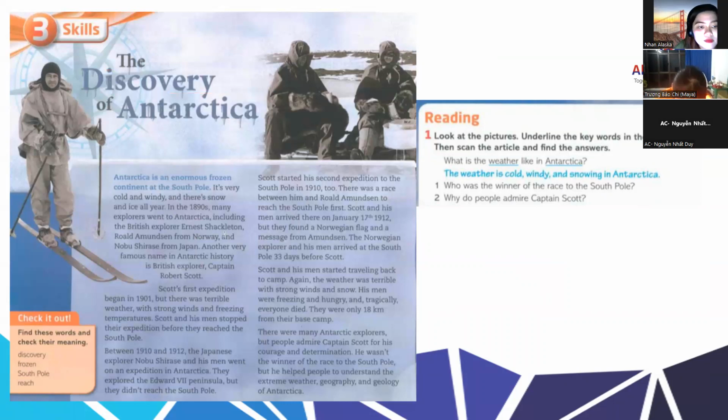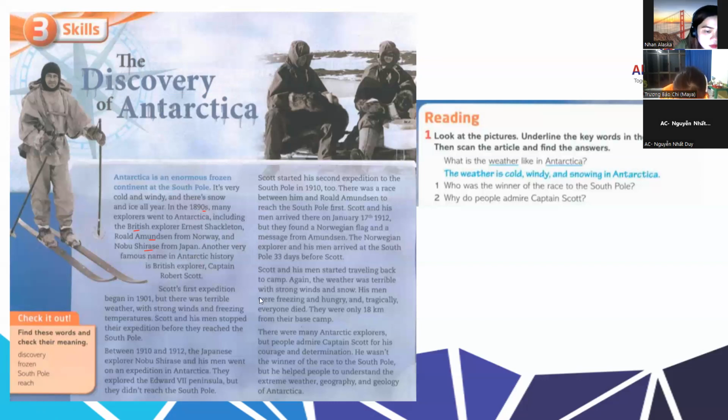Antarctica is an enormous frozen continent. The South Pole is very cold and windy, and there's snow and ice all year. In the 1890s, many explorers went to Antarctica, including the British explorer Ernest Shackleton, Roald Amundsen from Norway, and Nobu Shirase from Japan. Another very famous name in Antarctic history is the British explorer Captain Robert Scott.